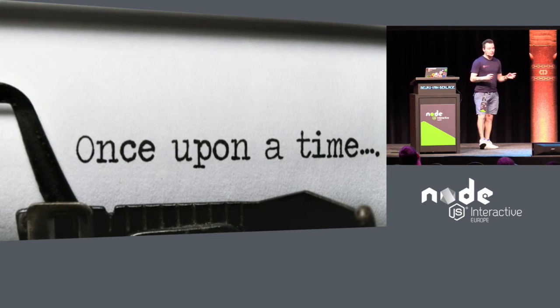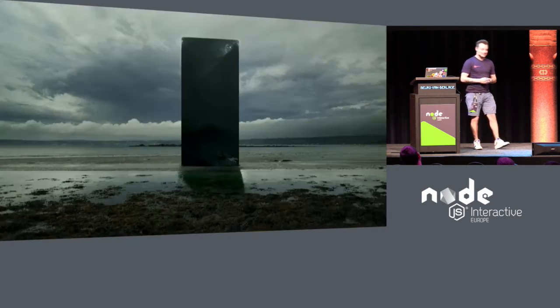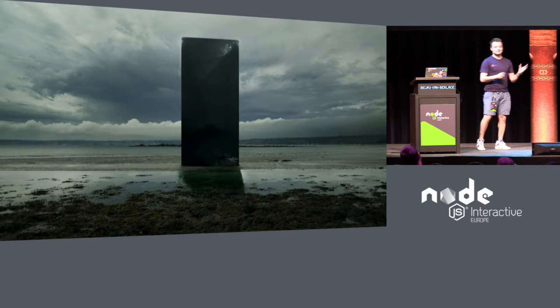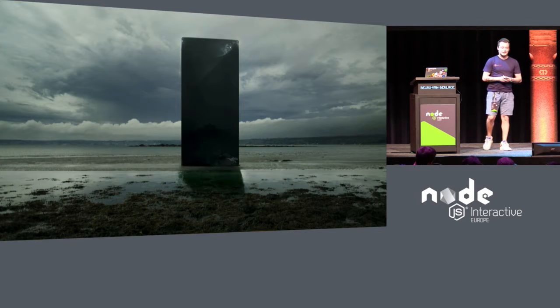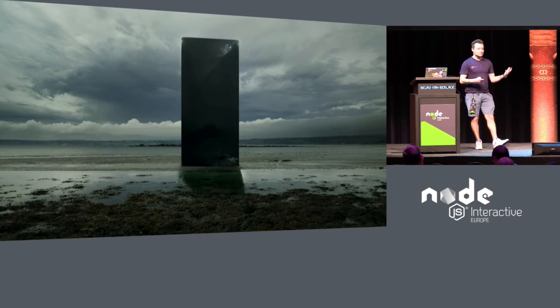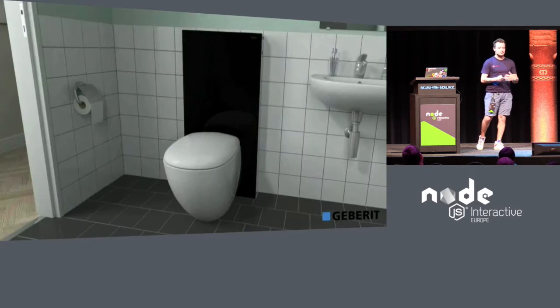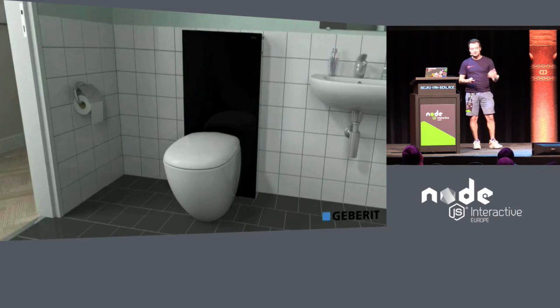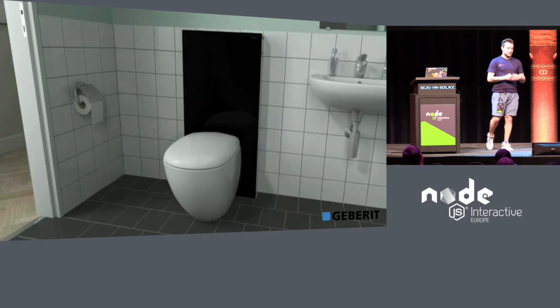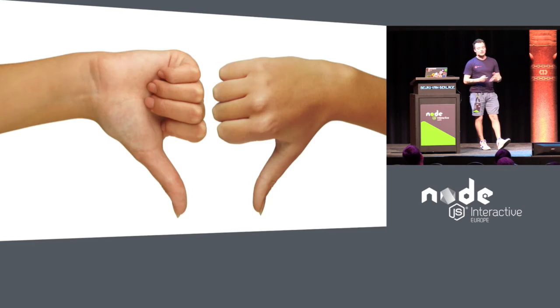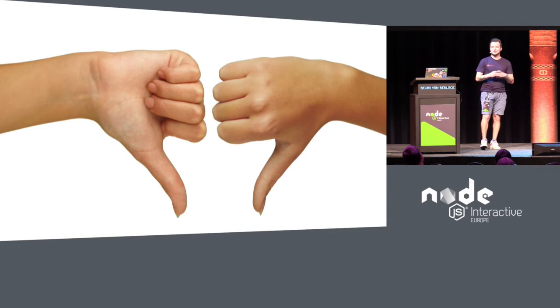So let me tell you a little bit of a story, because without a story, it doesn't make sense. Once upon a time, there was this thing, and it's the monolith. We have all been through the transition on different kinds of monoliths. This one can be the famous Java monolith. And we all know that this one was not good, right? Thumbs down.